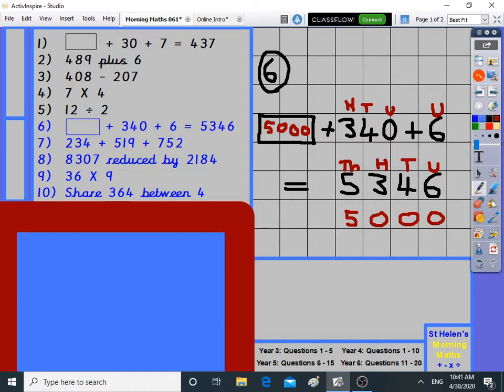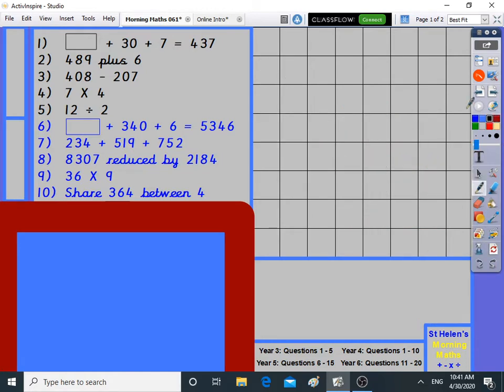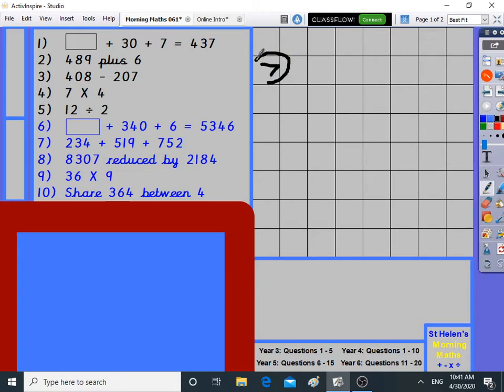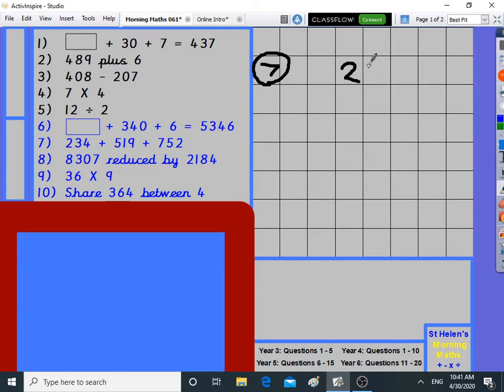Let's move on to question 7. Question 7 is addition. We're adding 3 numbers here. They're 3-digit numbers, aren't they? 3 digits in each number. We can do column addition with 3 numbers, as we've done before. Let's add these numbers up. 4 plus 3 is 13, plus 2 is 15.